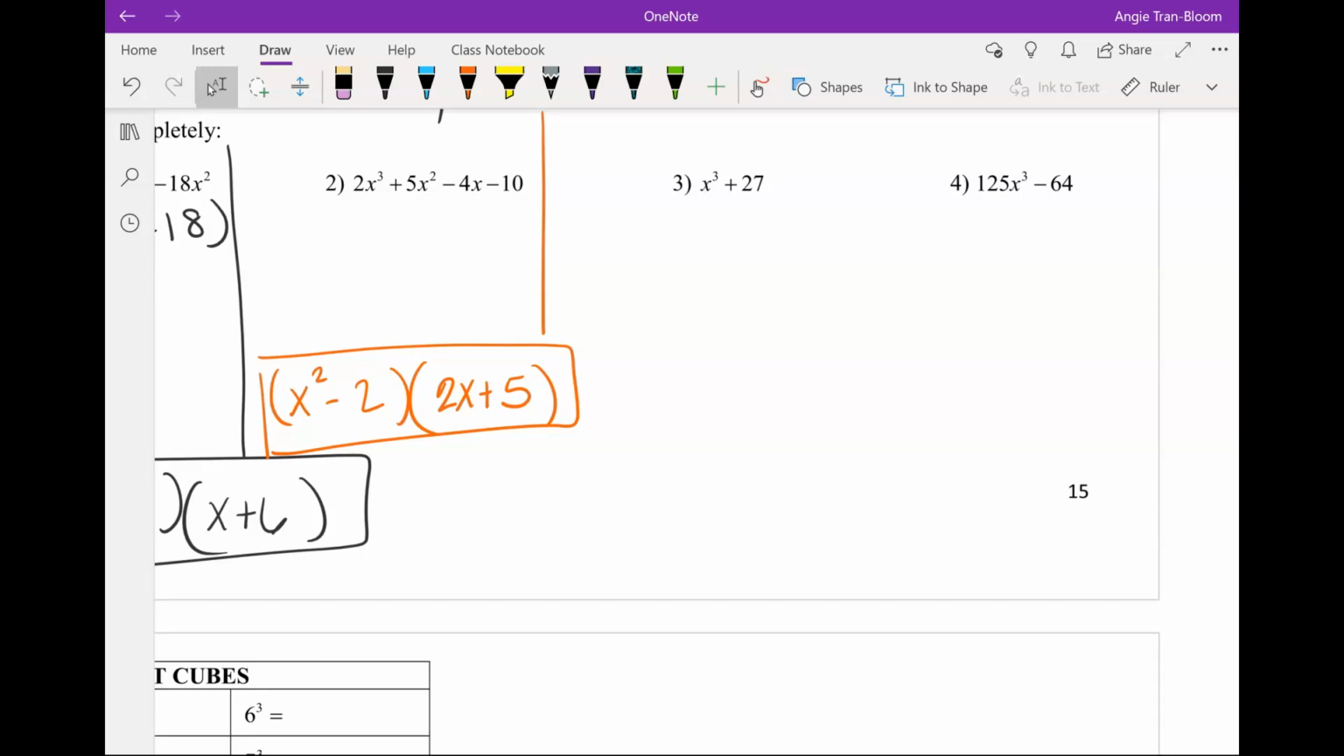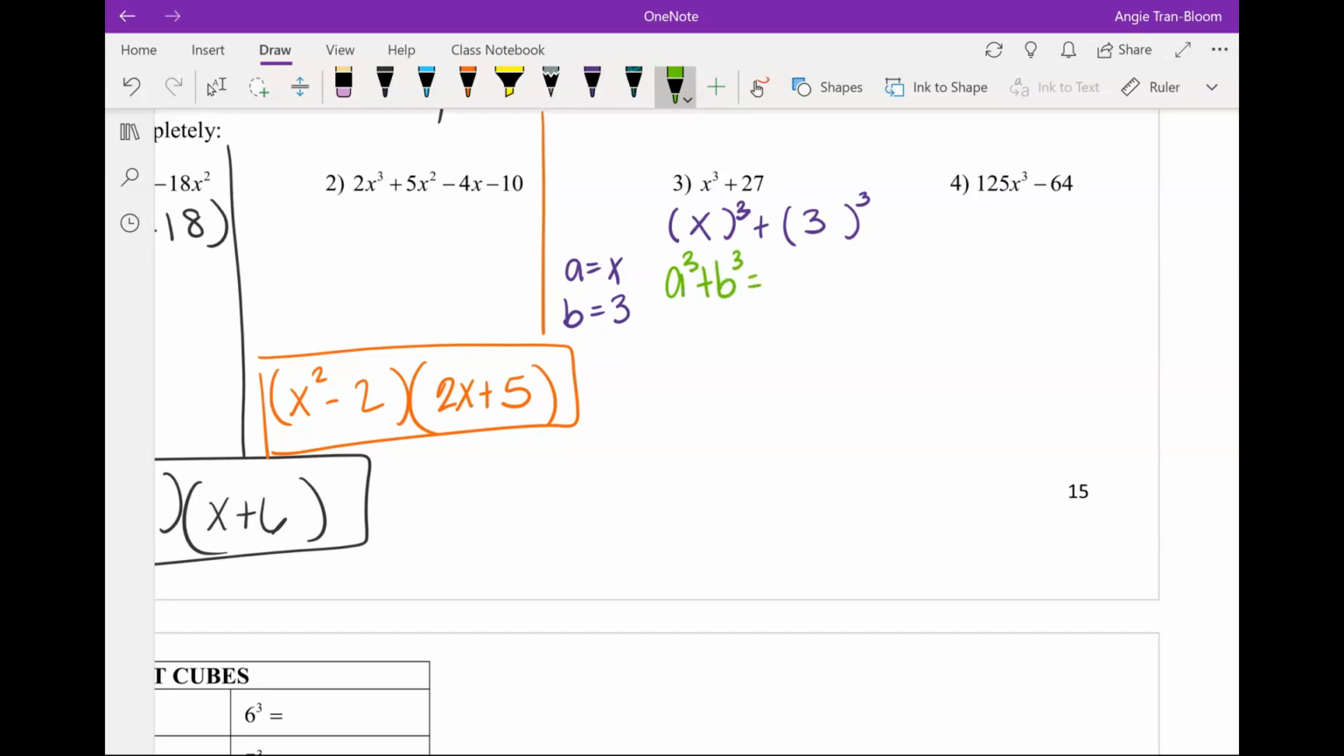X to the third plus 27. You might see that this is a sum of what? Two cubes. Okay. What is raised to the third gives us x to the third? X. Okay. What is raised to the third gives us 27? Right. So your A is equivalent to x, and your B is equivalent to what? 3. The formula A cubed plus B cubed.